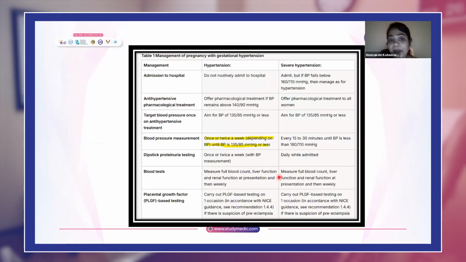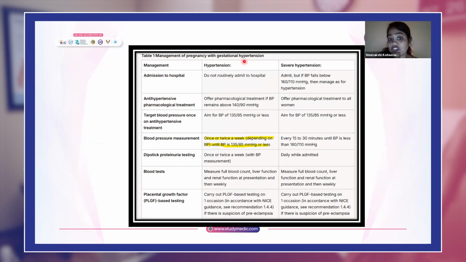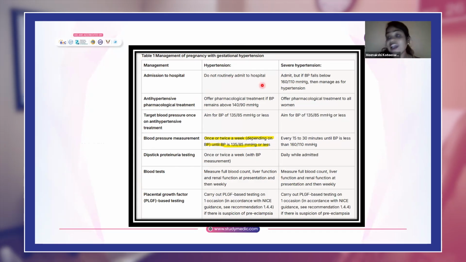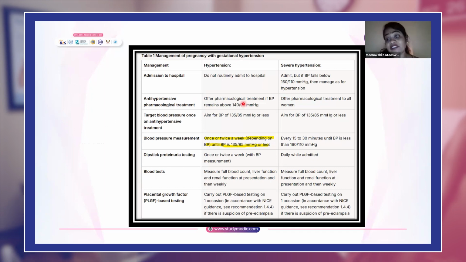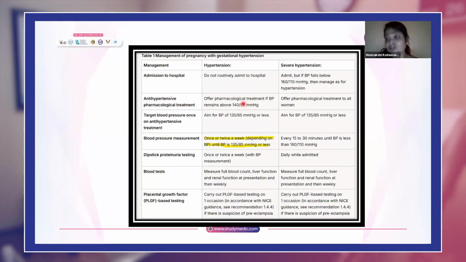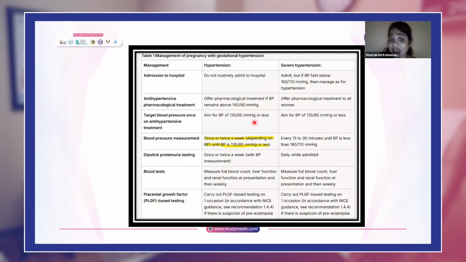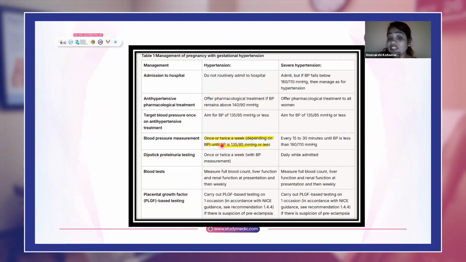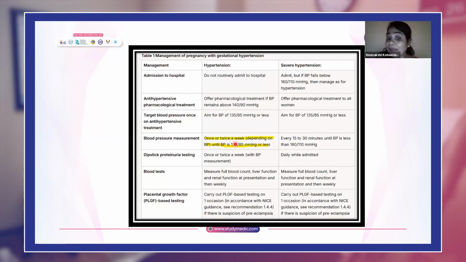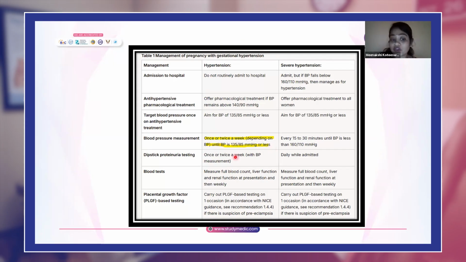If you look at this table, it is very important that in women with gestational hypertension, you don't offer routine admission. You give treatment once it is above 140/90. As we were reading, if it's persistently above 140/90, you have to start the oral antihypertensives. The blood pressure target should be 135/85 or less. And when do you measure the BP? Once or twice a week until the BP is 135/85 millimeters of mercury or less. Until it comes under control, you go for once or twice a week.